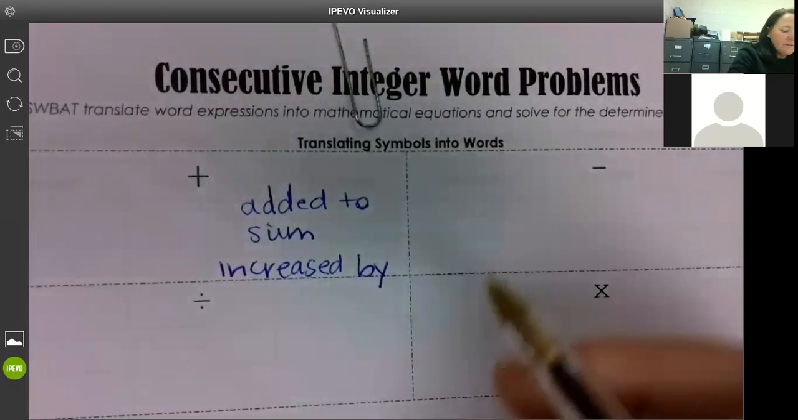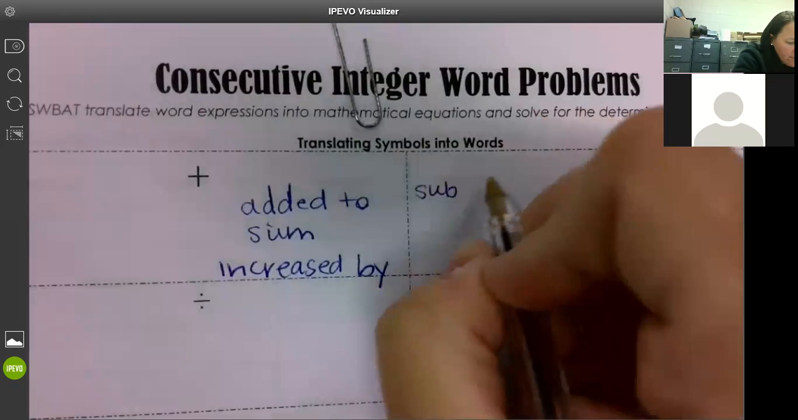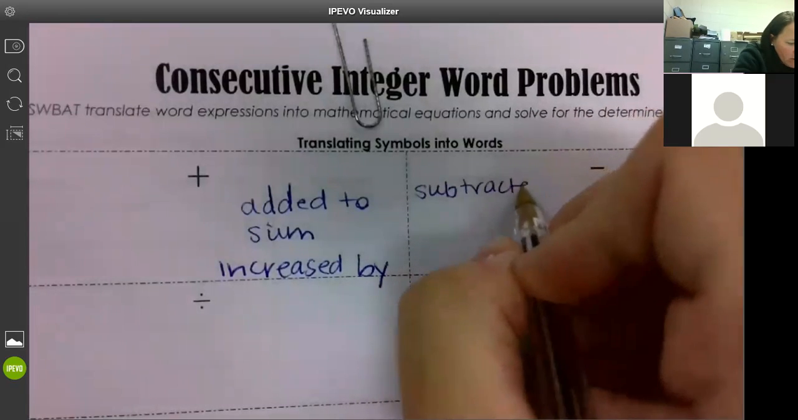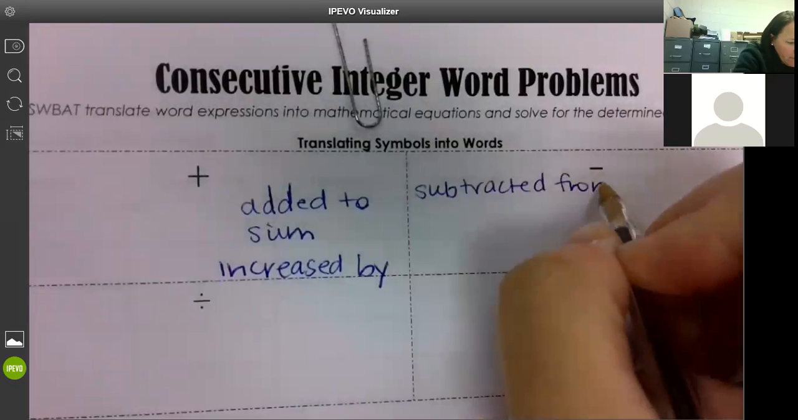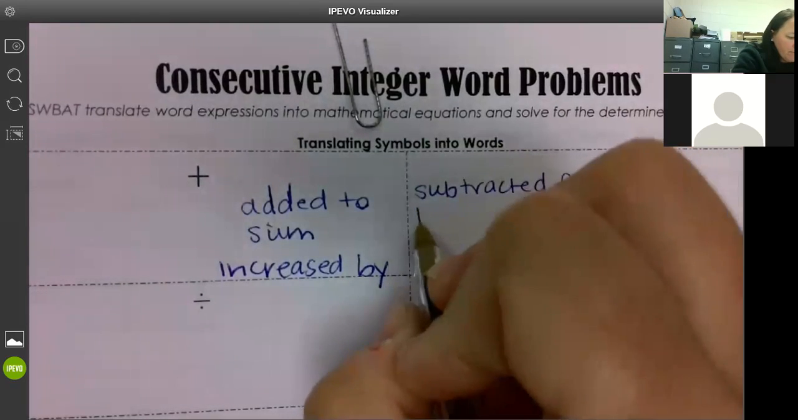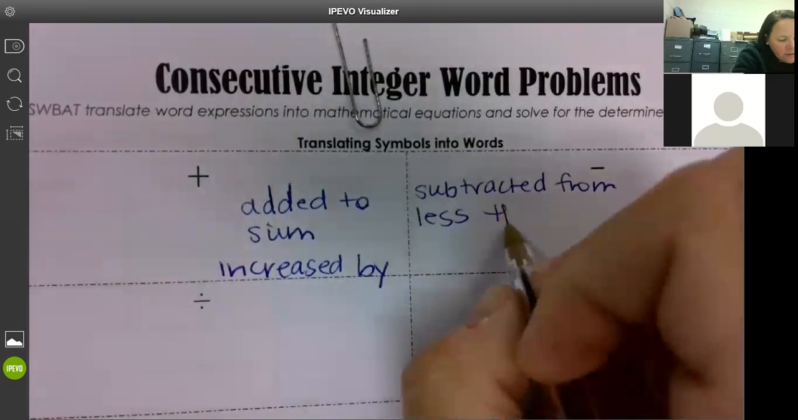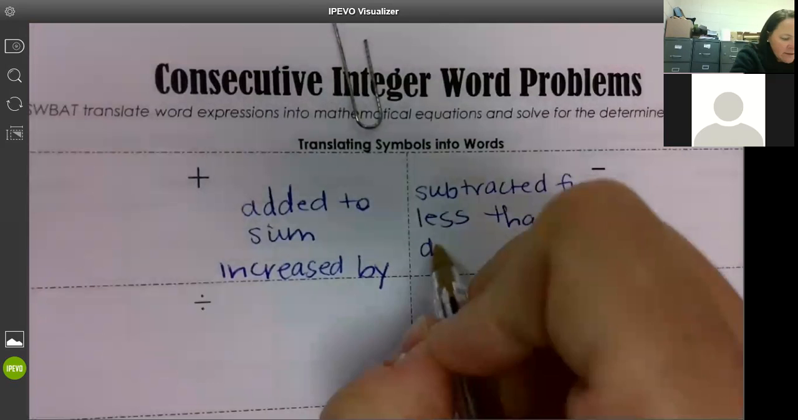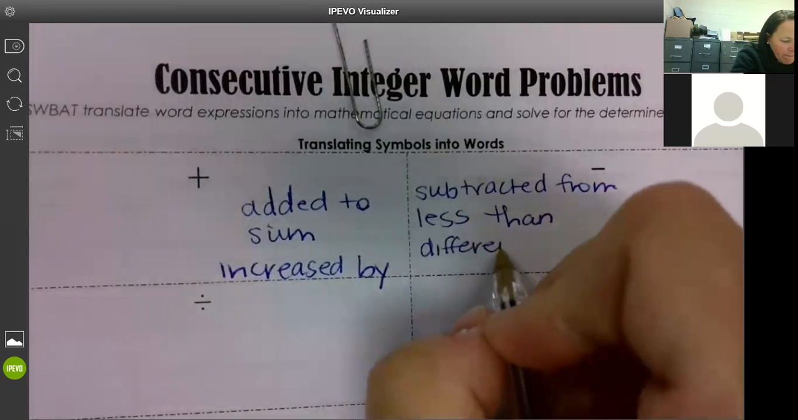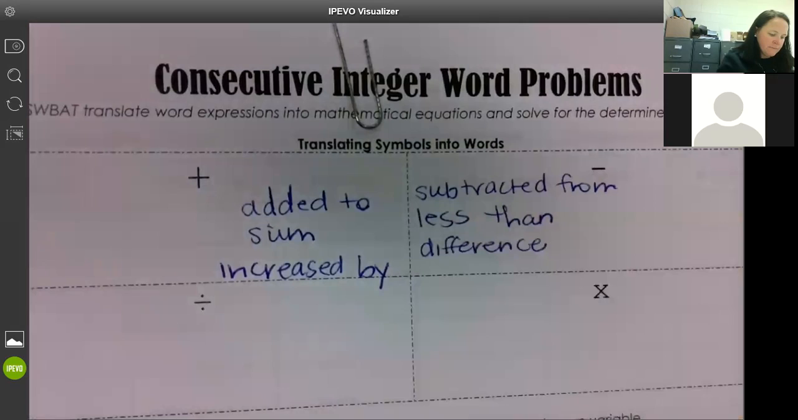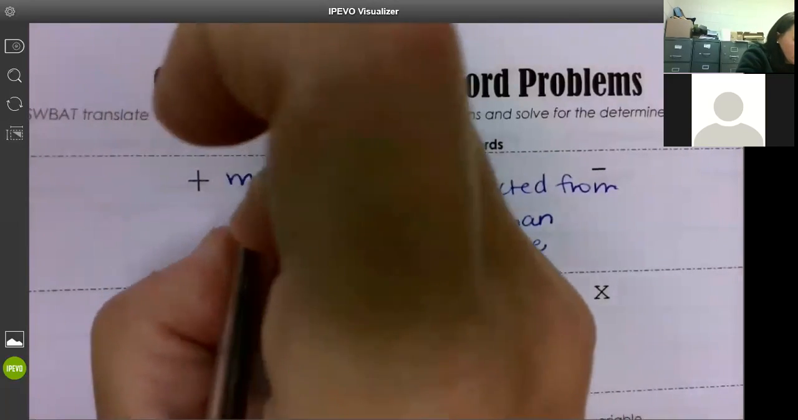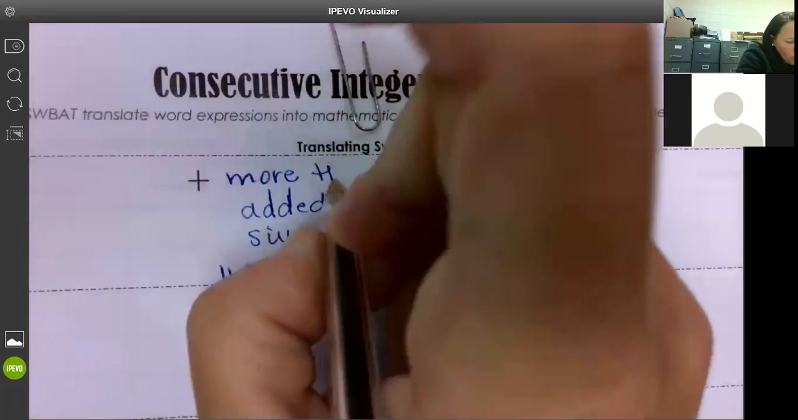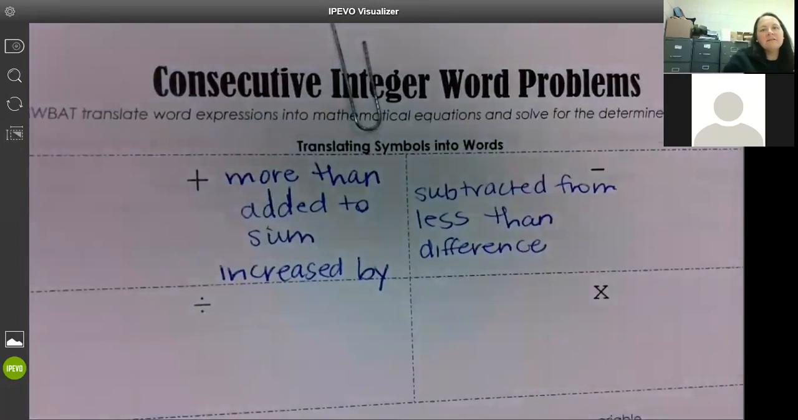When you go to minus, you might see subtracted from. You might see the words less than. You might see the word difference. For adding, we can go back to that one. 6 more than is another thing that you might see, 6 more than a number.